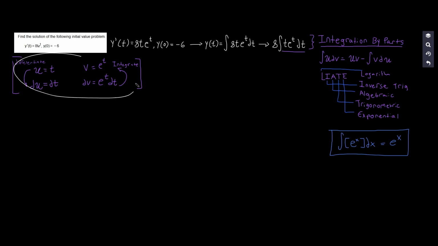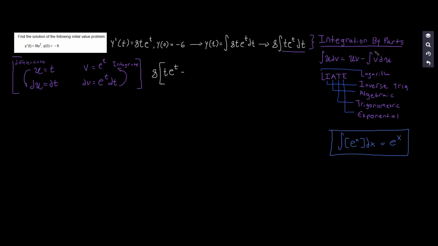Now we have everything that we need for our formula, ultraviolet super voodoo. We can't forget that 8 on the outside, so we're just going to bring out that 8. And then in our parentheses is where we're going to plug in this formula. The first thing that we're going to do is plug in u. What do we have set to u? t. So the first thing that we put in our parentheses is a t. Next up comes the v. So what did we set to v? We set e raised to the power of t to v.